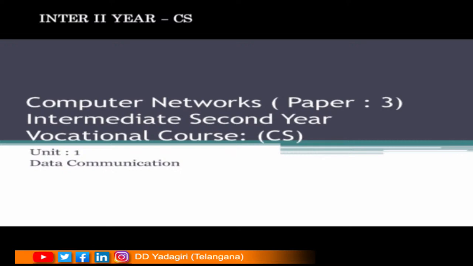This is Data Communication and Computer Networks, Paper 3, Unit 1, Data Communication. At the end of this session, you should be able to know about data communication, know about modes and type of data communication, know about different types of communication, know about parallel and serial interfaces, understand about different transmission modes. Last but not the least, uses of multiplexing.